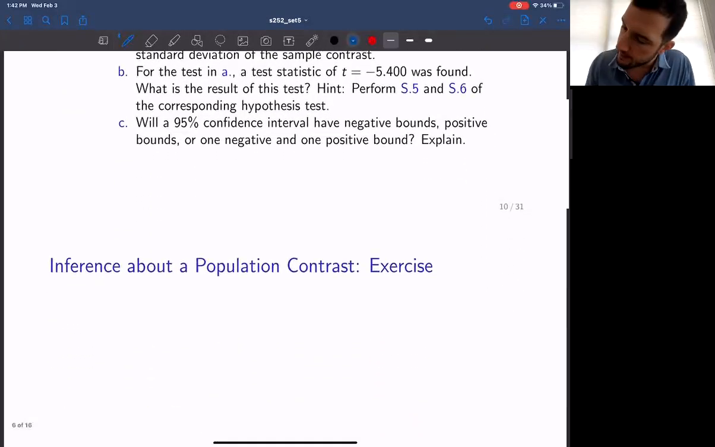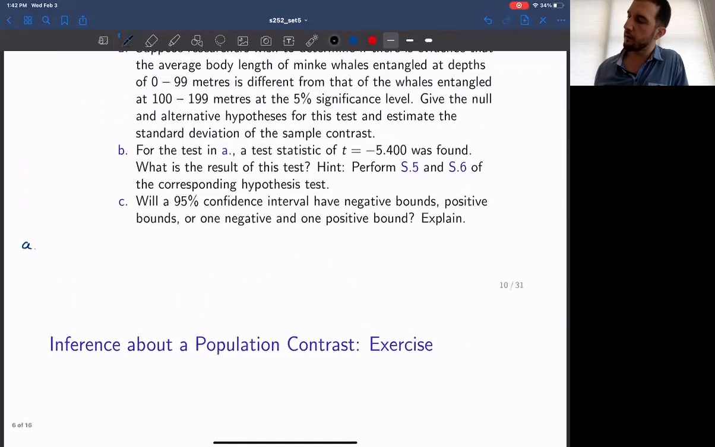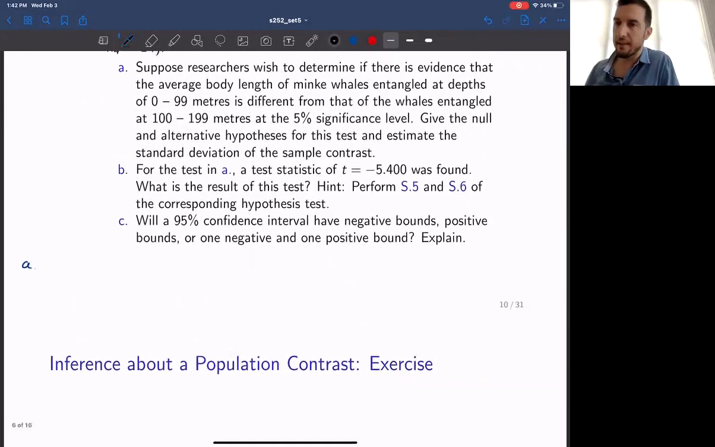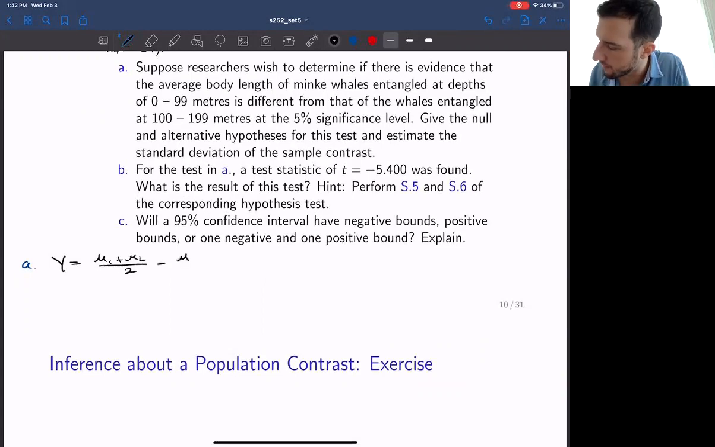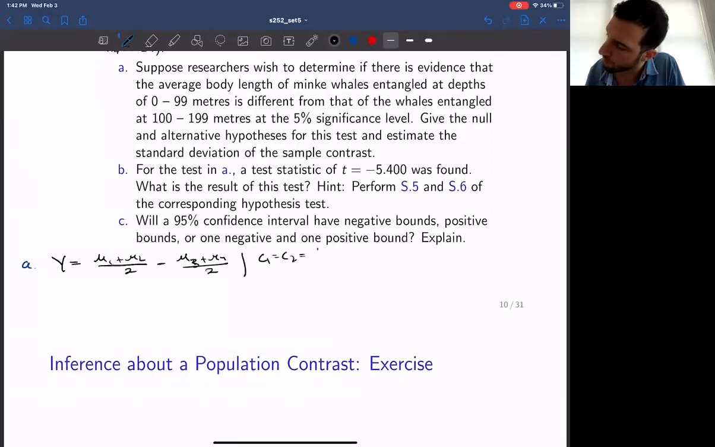So in part A, we want to compare the depths at 0 to 99 to the depths at 100 to 199. This is actually the third example that we started the lecture with. So gamma here is going to be (mu1 + mu2)/2 minus (mu3 + mu4)/2. So we have C1 equals C2 is a half, and C3 equals C4 is negative a half.